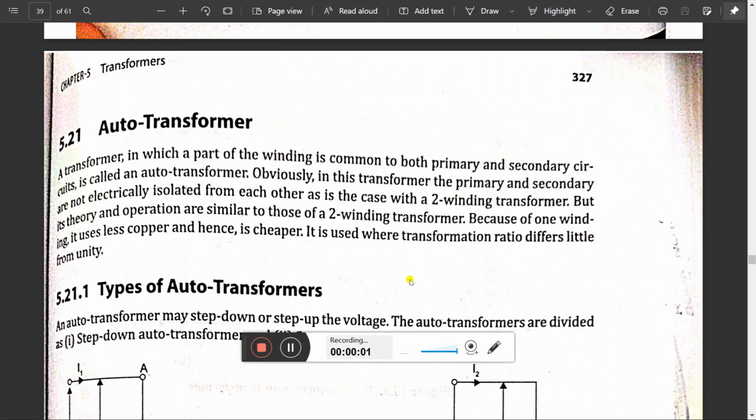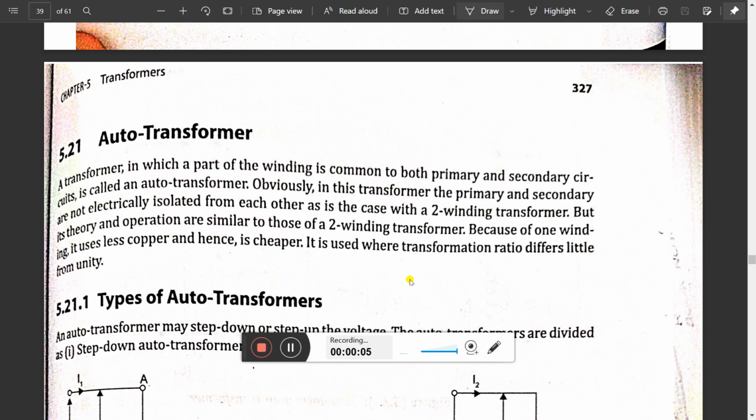Today we will discuss one of the important topics in the BEE subject, the auto transformer. It comes under the third unit. In the auto transformer, a part of the winding is common to both the primary and secondary circuit. It means we can use only a single winding. Instead of using two windings, we can place only a single winding.